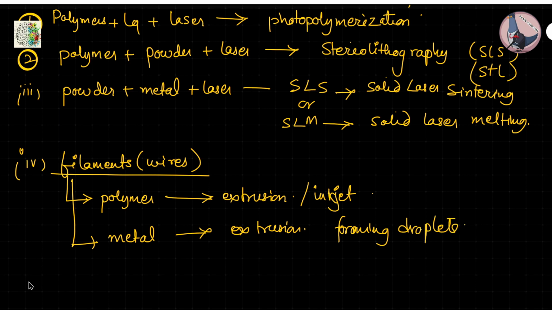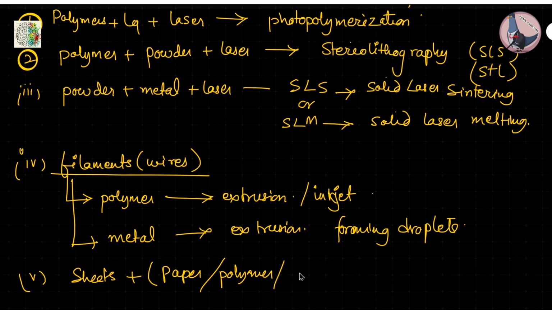Suppose you use some sheets, and these sheets either can be of paper or polymer, or these can be some laminates, etc. So this one is called the LOM method. This LOM is laser laminated object manufacturing. So some methods are there.